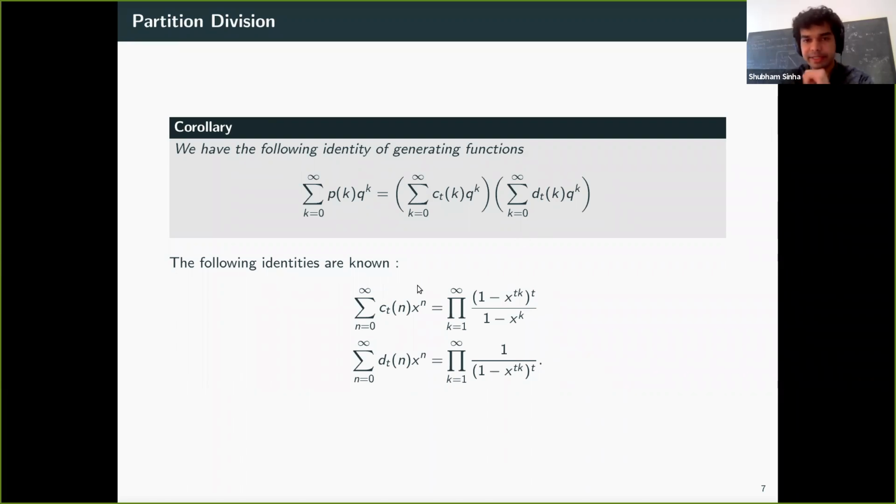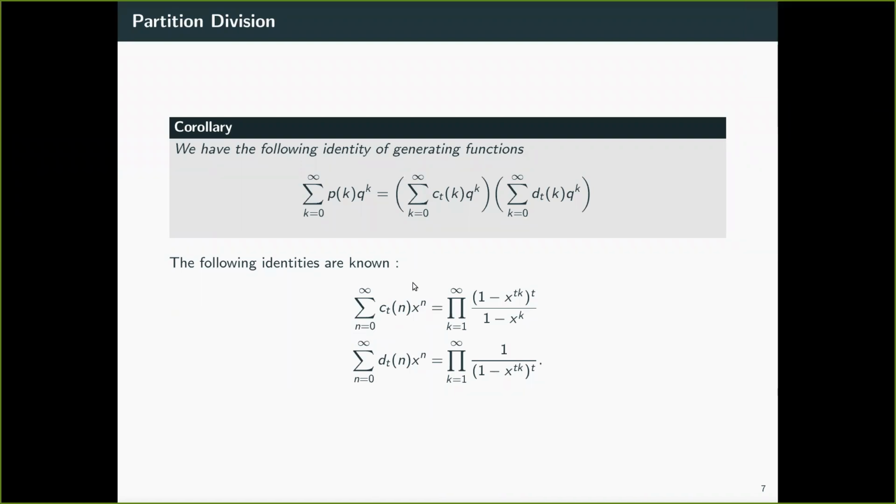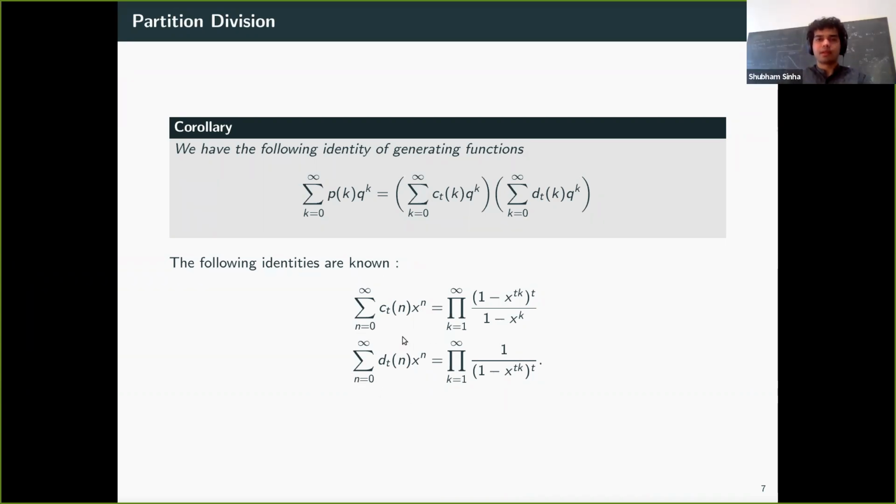So the following identities are known. I'll not go into details, but the generating function for the T divisible partitions looks very similar to the generating function for partitions, with just certain powers coming into the picture. And given that, you can get the generating function for the T core partitions.